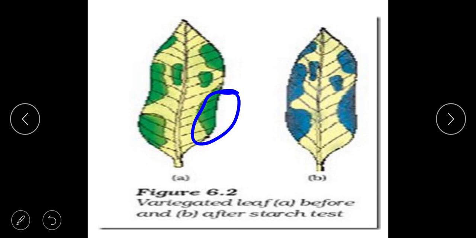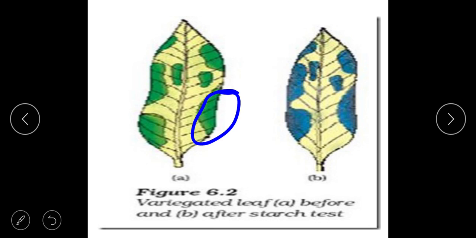We have to boil the leaf to make it tender. Then we boil the leaf in alcohol. After boiling the leaf in the alcohol, we wash the leaf again, then perform the iodine test. You all know that for starch, we perform the iodine test and the color becomes blue-black.